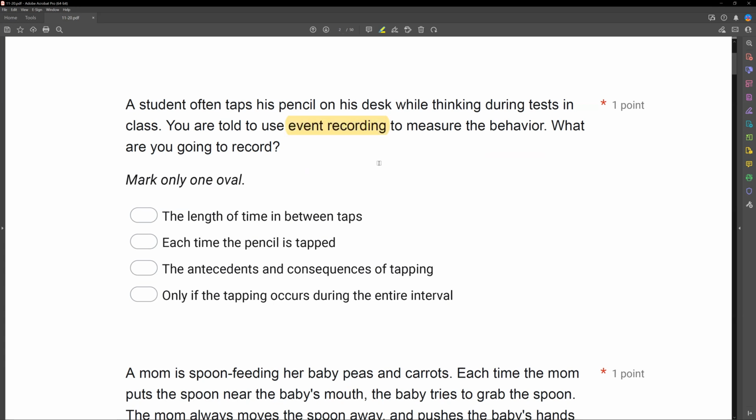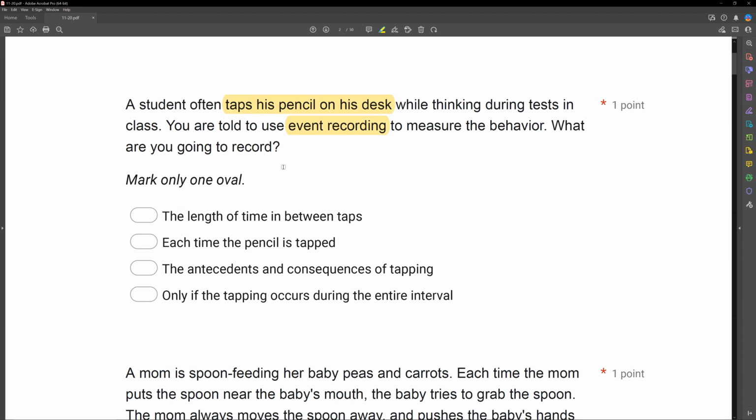Now, what is event recording? Event recording is essentially frequency data. Essentially, all you're doing is counting how many times something happens. So if you're going to use event recording to record tapping pencil on desk, what are you going to record? A, the length of time in between taps. What type of measurement would that be if we're going length of time in between responses? Well, that's going to be inter-response time. B, each time the pencil is tapped. Good. We're going to count and record every time that pencil is tapped.